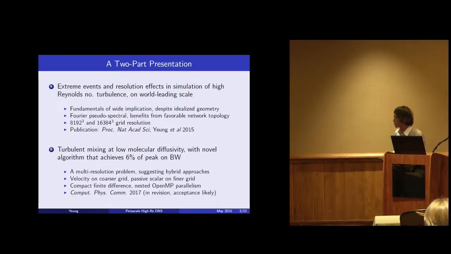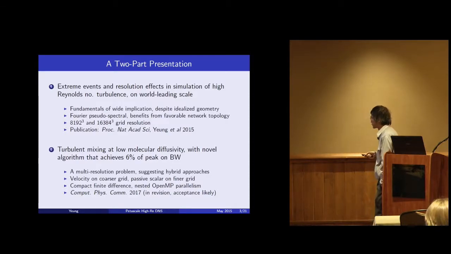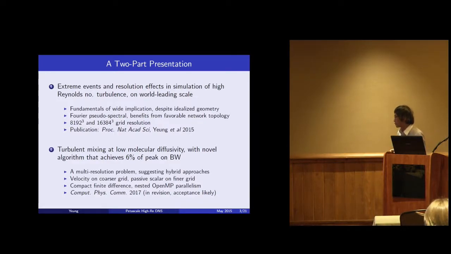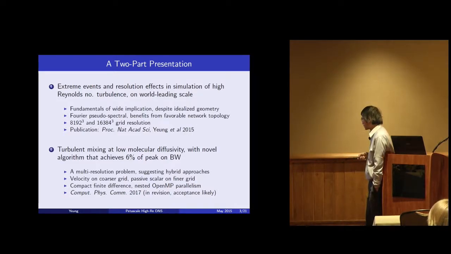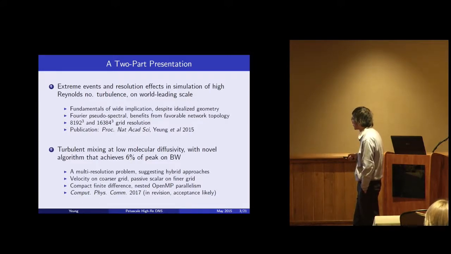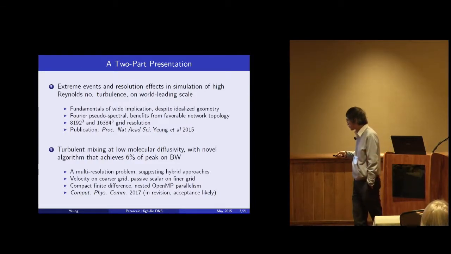In the second part of the talk, we'll talk about more recent work with more emphasis on the algorithms. When we talk about turbulent mixing of substances with low molecular diffusivity, this essentially becomes a multi-resolution problem, suggesting that it would be profitable to use different approaches for the velocity field and for the scalar. For the scalar, we're using compact finite difference schemes, and we have some advanced uses of OpenMP, which have been found to be effective. This is going to be in a paper in the journal Computer Physics Communications in 2017.